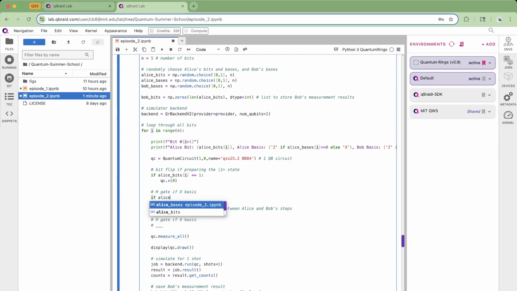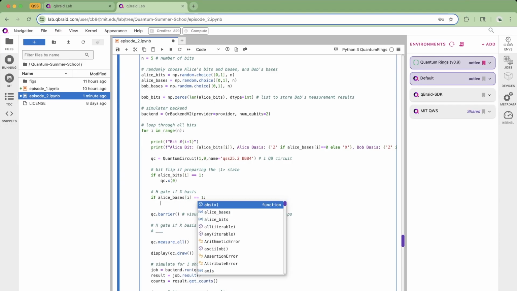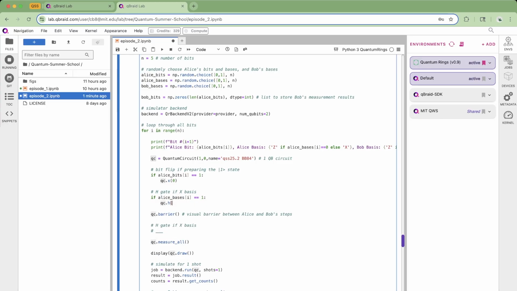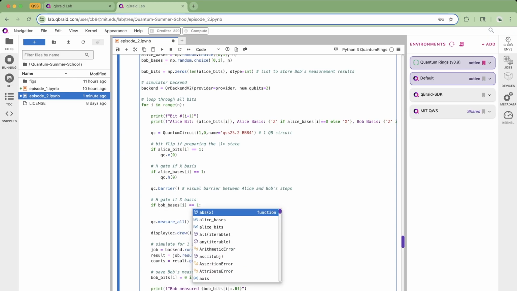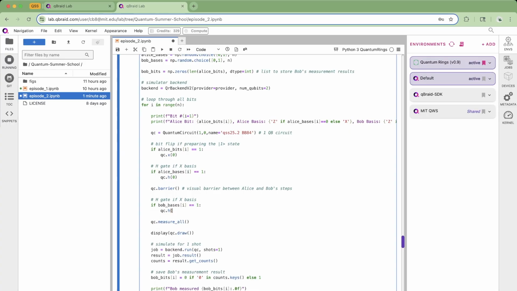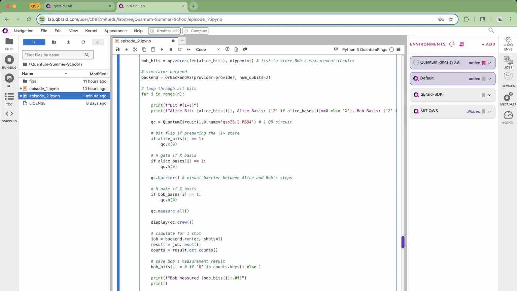If Alice's basis is the X basis, then she needs to apply a Hadamard gate to rotate into the X basis. And then finally for Bob, if his basis is the X basis, then he also needs to apply a Hadamard gate to rotate the X basis back into the Z basis. So now we can see what this looks like.